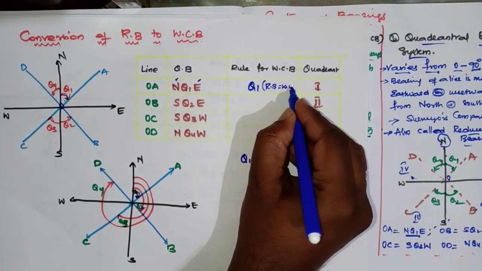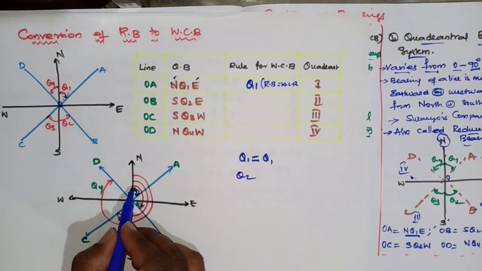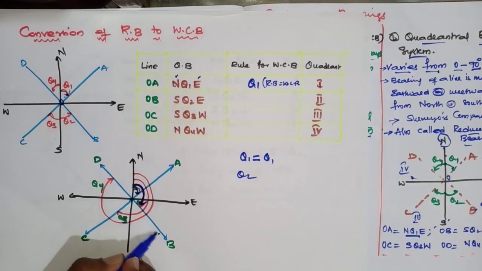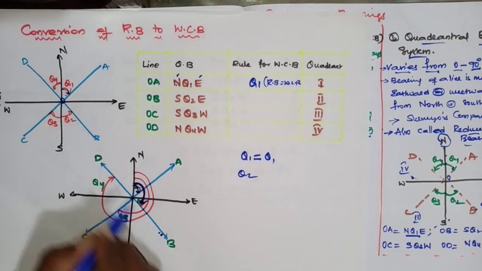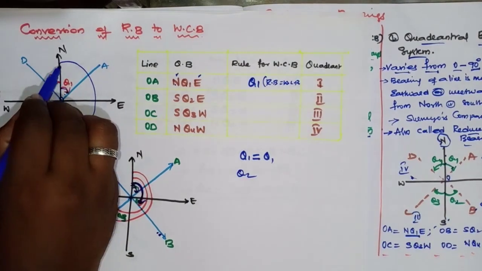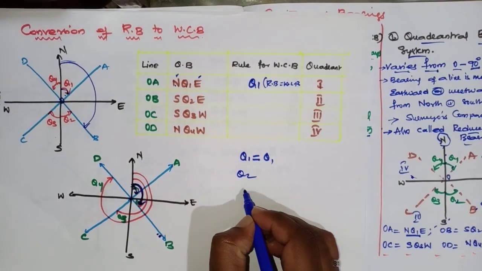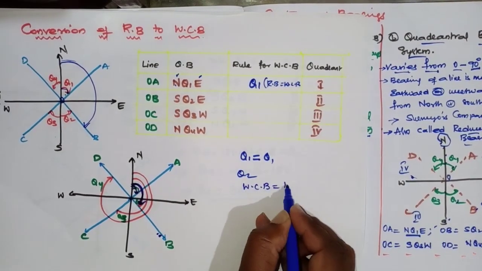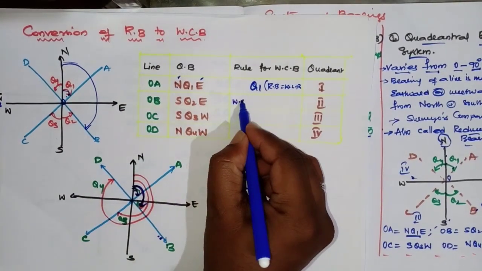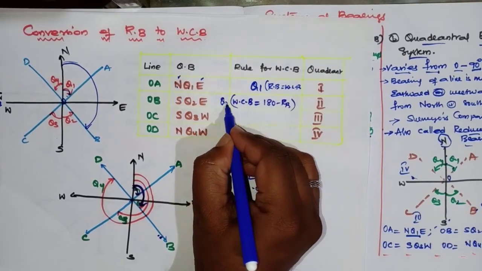to WCB. Okay, next if I want to calculate theta 2, now see here, theta 2 means OB, it lies in what? Second quadrant. Now in the second quadrant, this is the whole circle bearing. Now 180 minus RB. So WCB equals 180 minus RB. You will be getting theta 2.